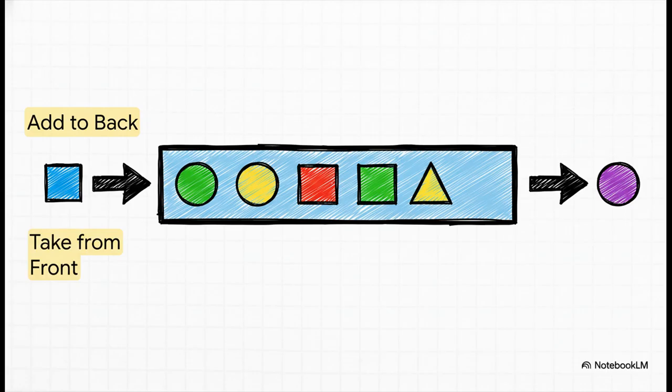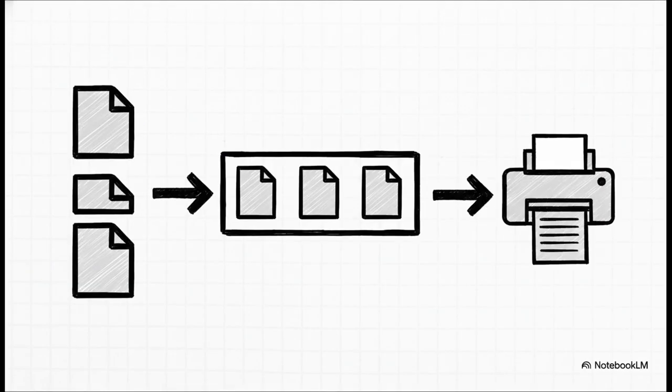Now, the close cousin of the stack is the queue. And if a stack is a pile of plates, a queue is a line at the bank. You join at the back of the line and you get served from the front. So the principle here is the exact opposite: first in, first out, or FIFO. The first one to get in line is the first one to get helped. Makes sense, right?